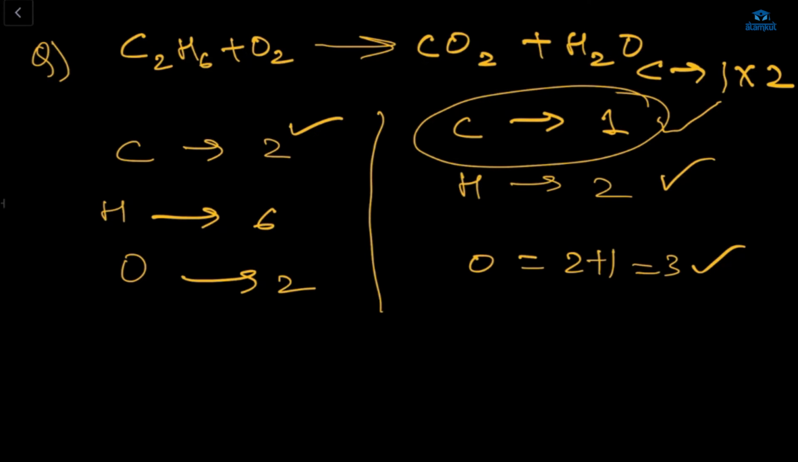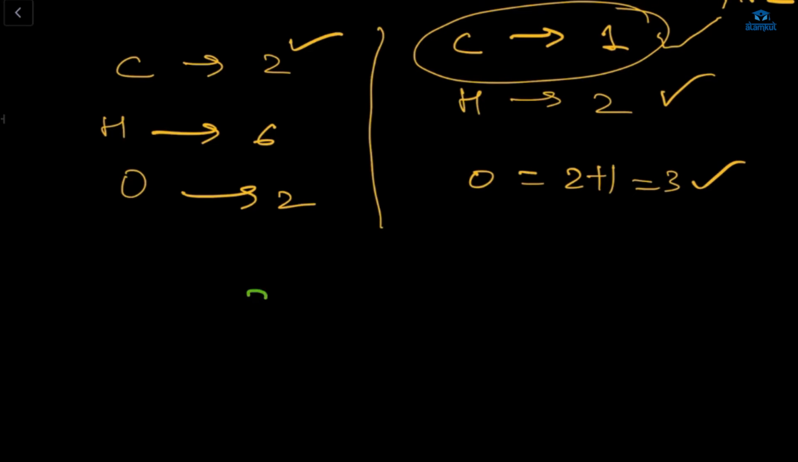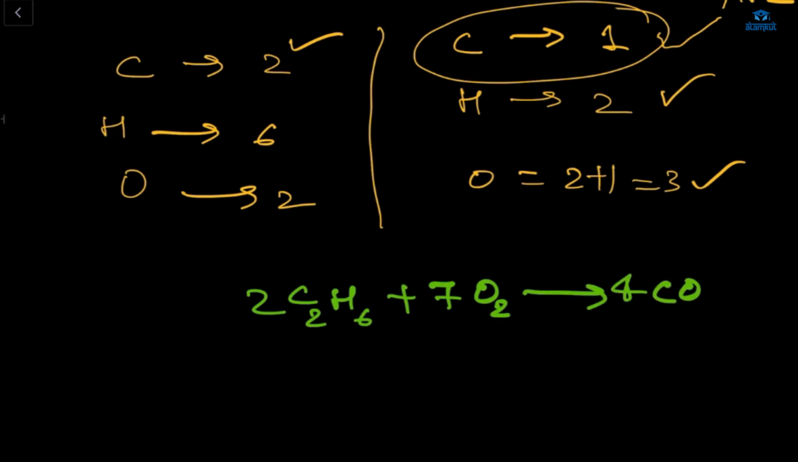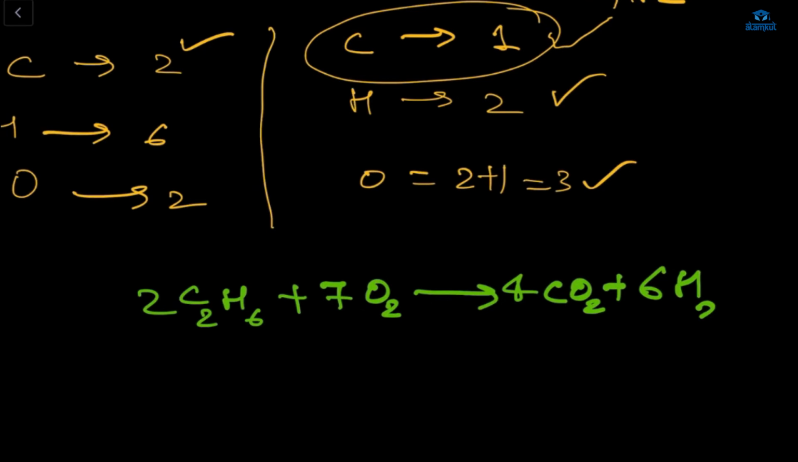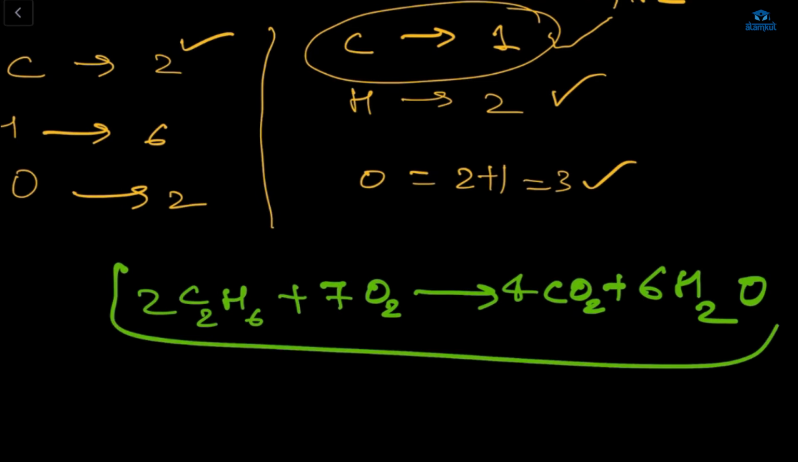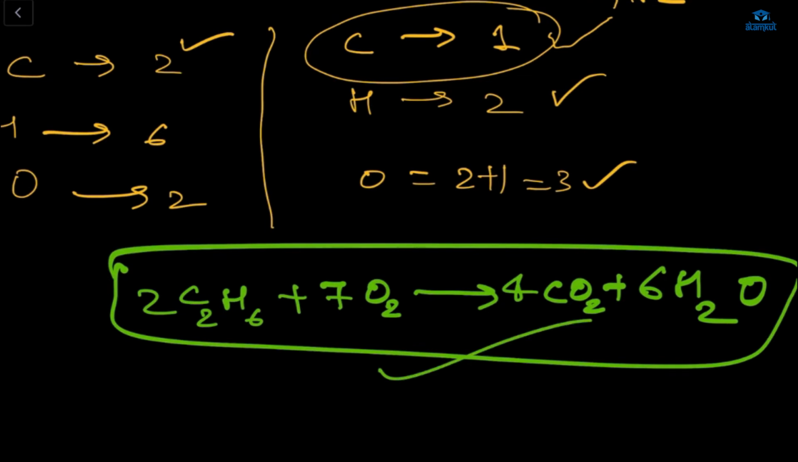2C2H6 plus 7O2 giving 4CO2 plus 6H2O. Yes, it's like this, right? 2C2H6 plus 7O2 giving 4CO2 plus 6H2O. Am I correct? Yes. This is the balanced chemical equation. Navya didn't get it? Okay, I'm telling.